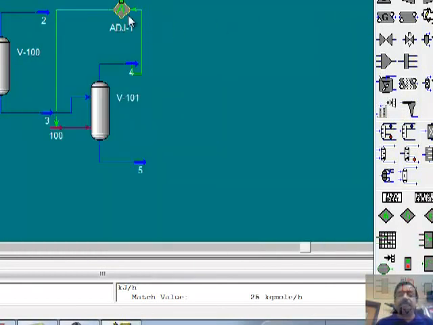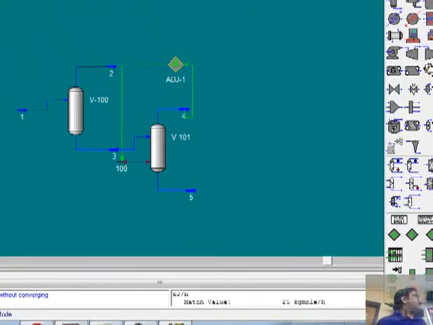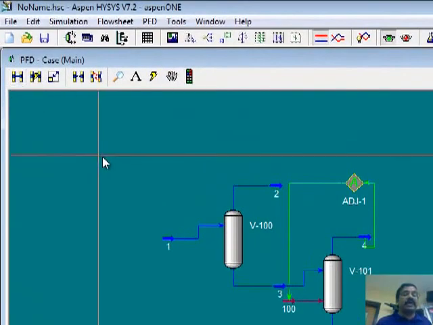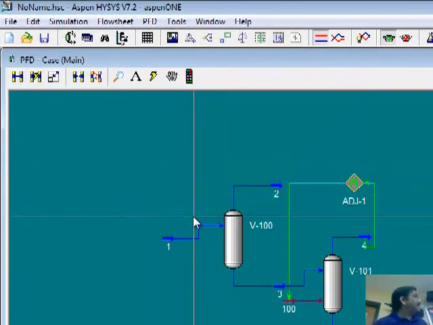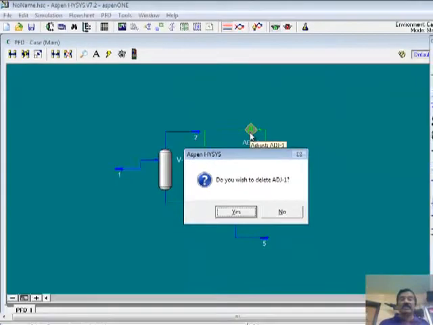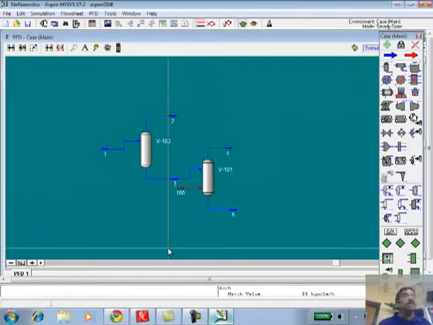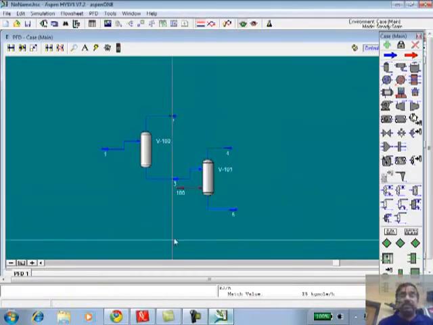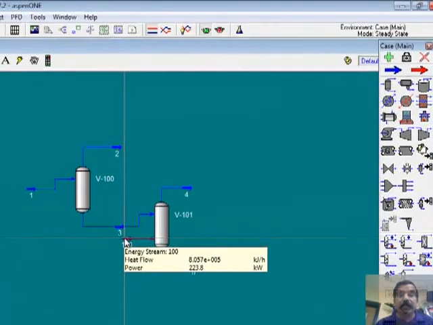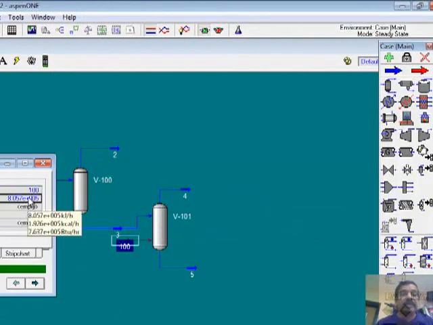So let me get rid of the adjust block now. How do I get rid of that? You also need to learn how to readjust your stuff. Right now I am in attach mode. I get out of the attach mode, then I get this hairline cursor. If I select that, then I can use delete to get rid of it completely. It also deletes the associated streams. And then I can go into that heat stream and change that into, oh, it is already getting there.